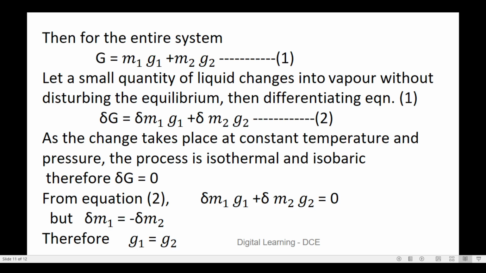Since the system is closed, the conversion of liquid to vapor phase does not change the total mass of the substance in it. So the amount of decrease in the mass of the liquid is equal to the amount of increase in the mass of the vapor. So therefore we have delta M1 equal to minus delta M2. Substituting this and simplifying, finally we get G1 equals G2. So this shows that the thermodynamic potentials are the same in the two phases of the substance which are at equilibrium. In other words, we can say that if any two phases of a substance are in equilibrium, then the thermodynamic potential, that is Gibbs potential, is also the same in the two phases.